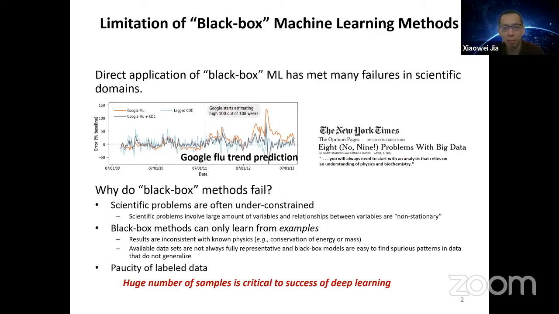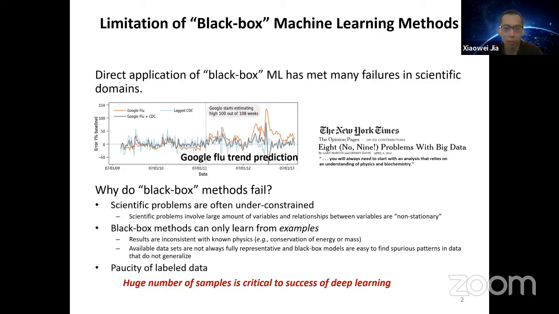But actually, we have seen many failure examples for directly applying these machine learning techniques as black box in these scientific problems. For example, the very famous Google Flu Trends prediction. And also in the domain of climate and biochemistry, there are many failure examples. So we may want to ask, why do these black box machine learning methods fail in our scientific problems? And here we summarize a few major reasons.